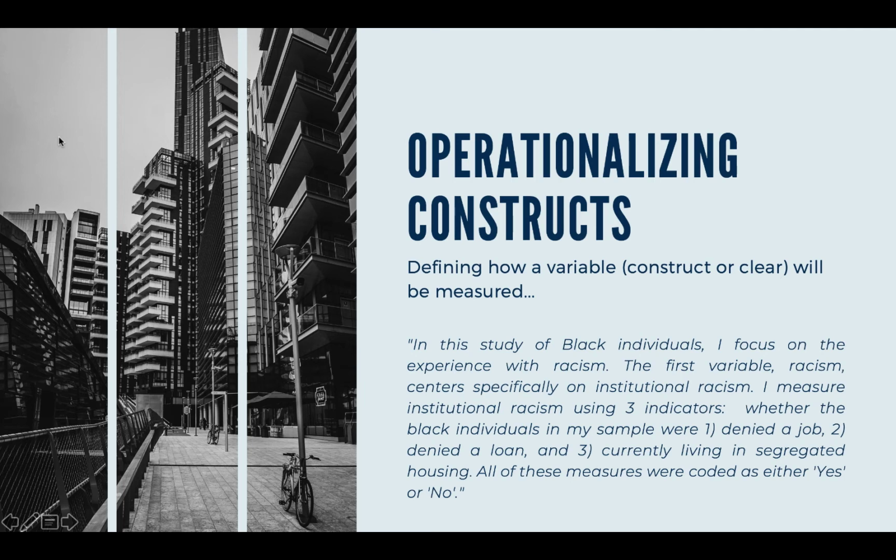I say, in this study of black individuals, I focus on the experience with racism. The first variable, racism, centers specifically on institutional racism, so that would be a dimension. I measure institutional racism using 3 indicators: whether the black individuals in my sample were 1, denied a job, 2, denied a loan, and 3, whether they were currently living in segregated housing. All of these measures are coded as either yes, it is happening to them, they are experiencing it, or no, they are not currently experiencing it. This is just an example of how we would define the various stages of defining a construct, defining how we're going to measure a specific variable.